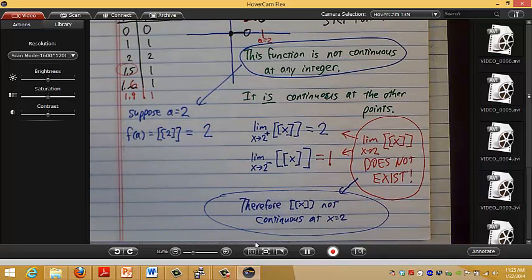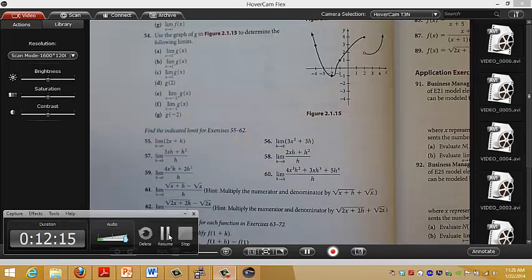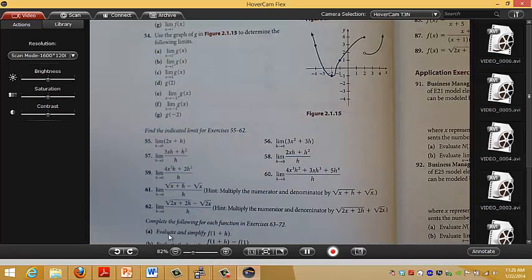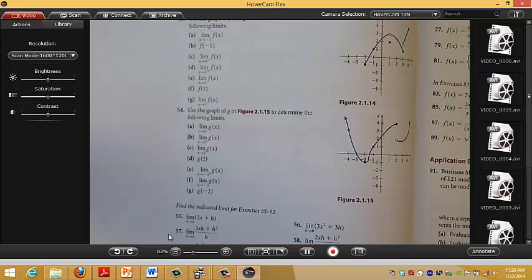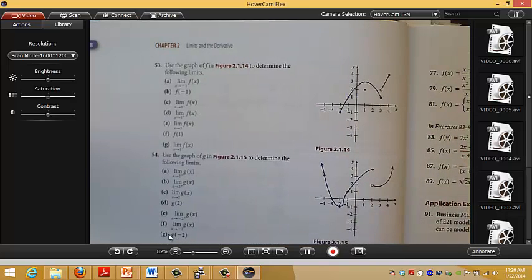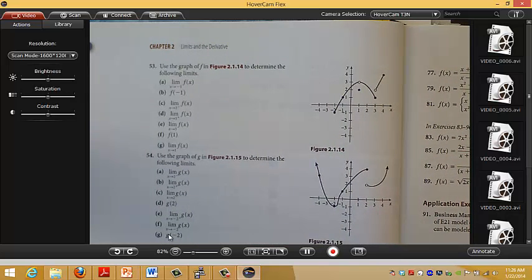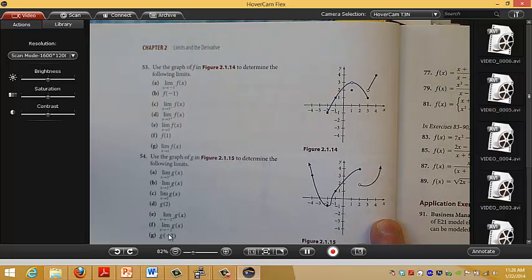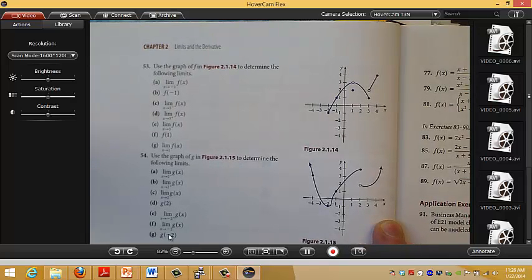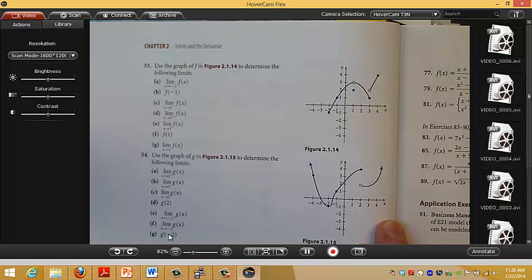Maybe I can stop and take a couple of those homework questions. That would be smart. So if you have your books, as I look at 53, I have this picture right here. Can you find a place that it's not continuous? Where's a place that this function is not continuous?